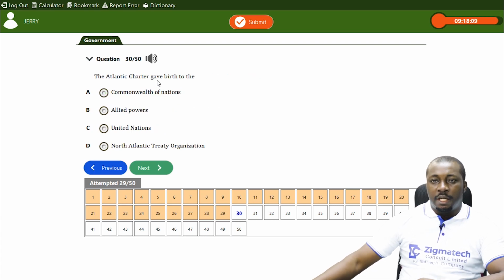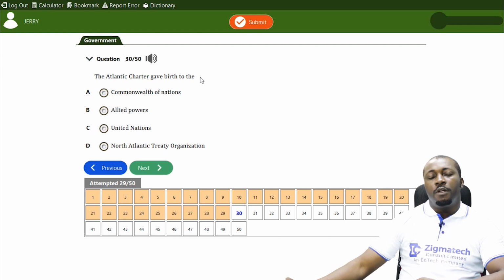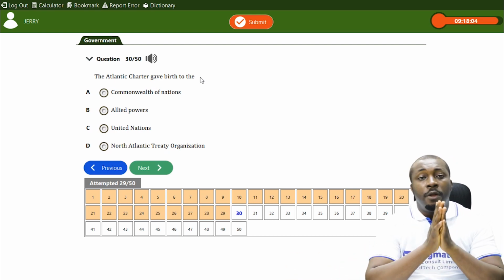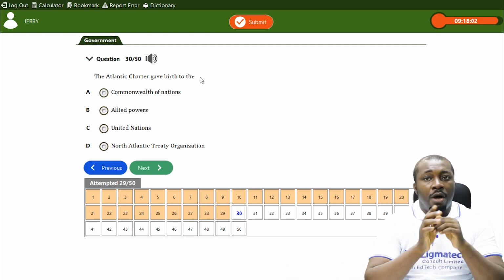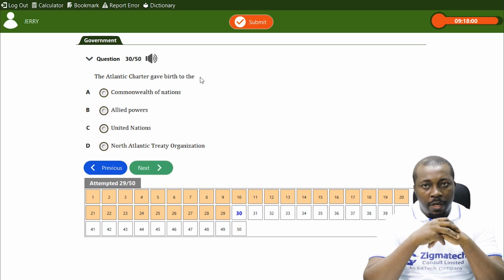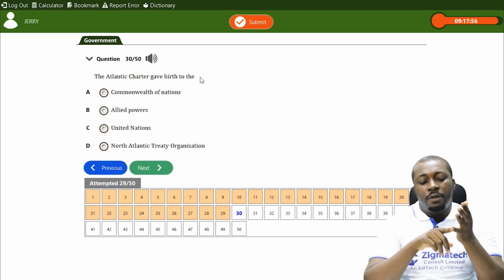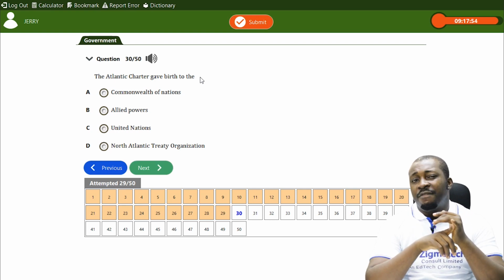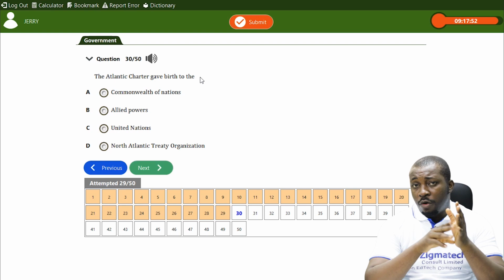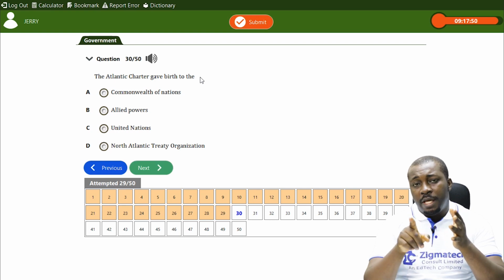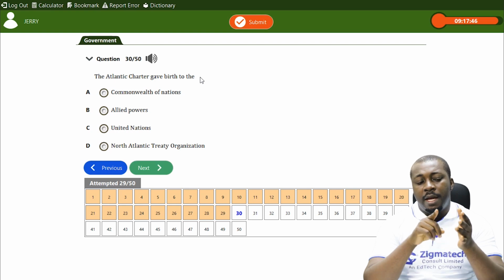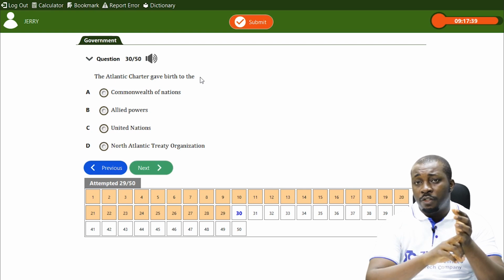Now, Atlantic Charter gave birth to... Now, this tests your knowledge on the history of United Nations. Now, remember, the history of the United Nations is traceable, 1, to the League of Nations that was formed after the First World War, the first world organization. 2, the Second World War that broke out in 1939. And we saw that the Second World War gave rise to the collapse of League of Nations.